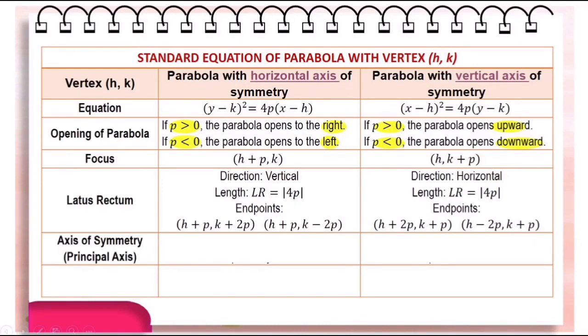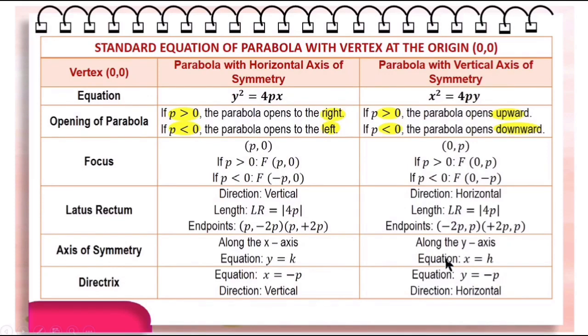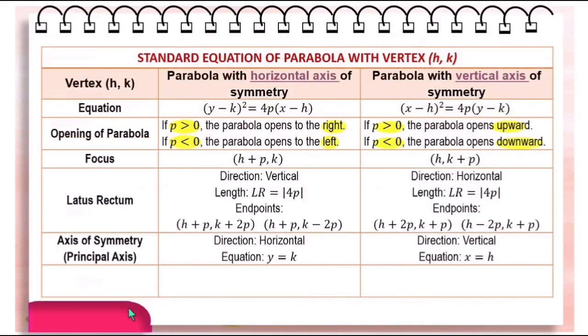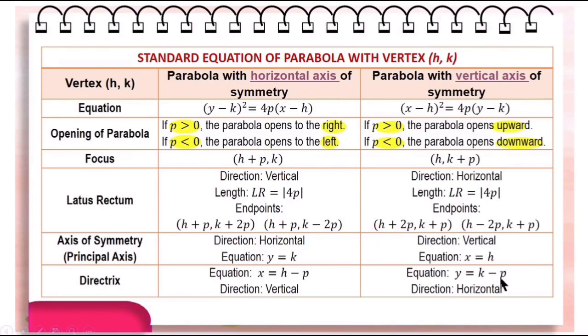The axis of symmetry, or also known as the principal axis, is still y equals k if it opens to the right or left, and x equals h if it opens upward or downward. So the same ang equation ng axis of symmetry mapa-vertex at the origin and not on the origin. While the directrix is x equals h minus p if the parabola opens right or left, and the equation is y equals k minus p if it opens upward or downward. So these are the characteristics of parabola with vertex at (h, k).